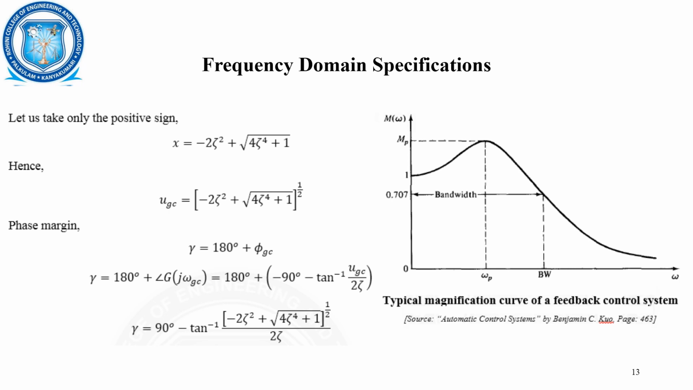And this is a typical magnitude curve of a feedback control system. This is the omega p value, which is nothing but the resonant frequency, and here we have the resonant peak value Mp, and this is the range of frequency. So this will be our bandwidth at the 1 by root 2 value.